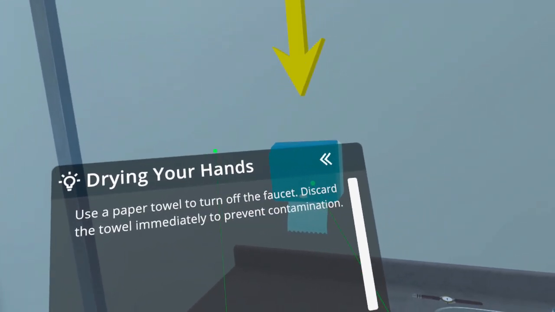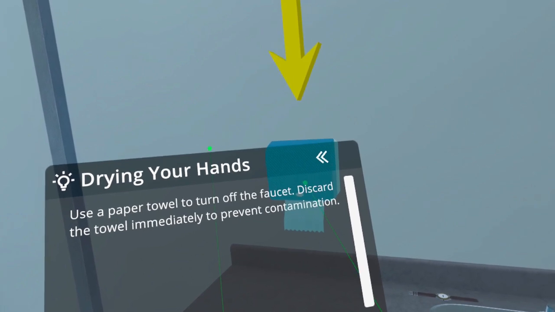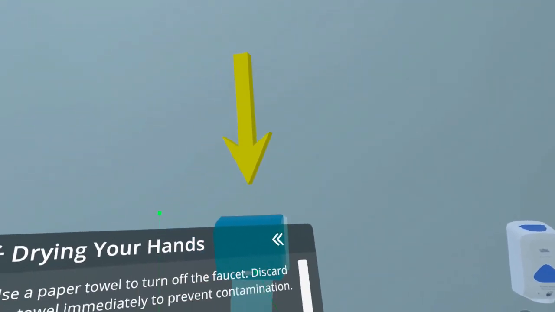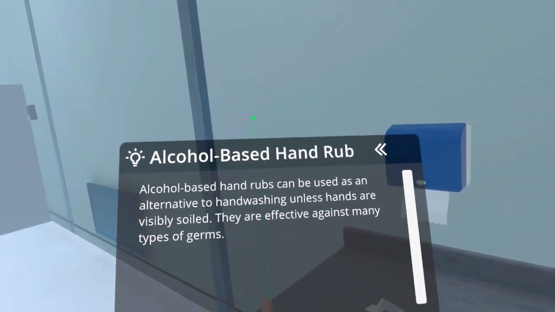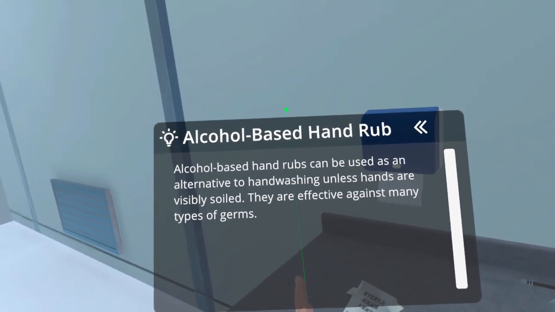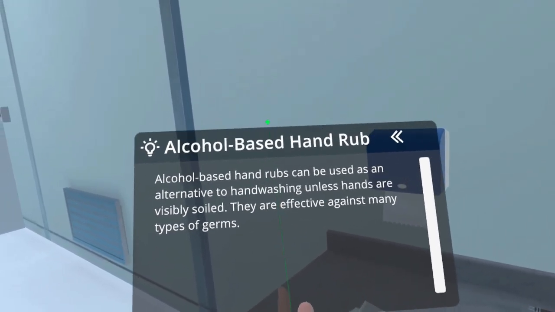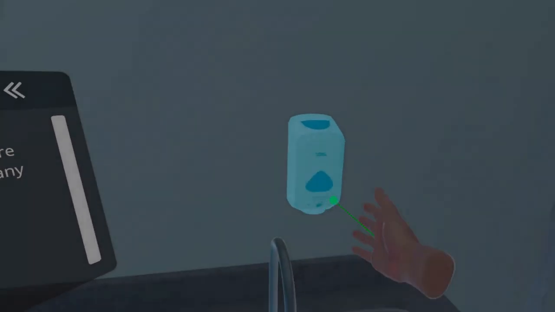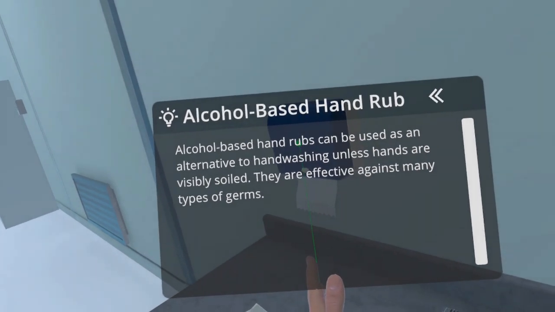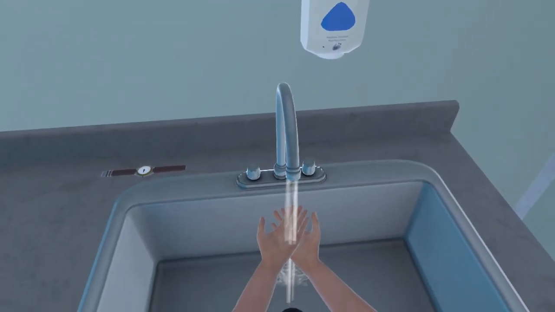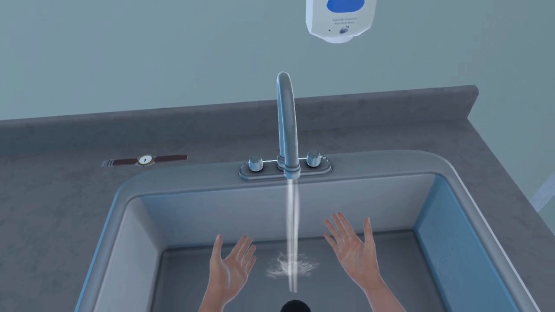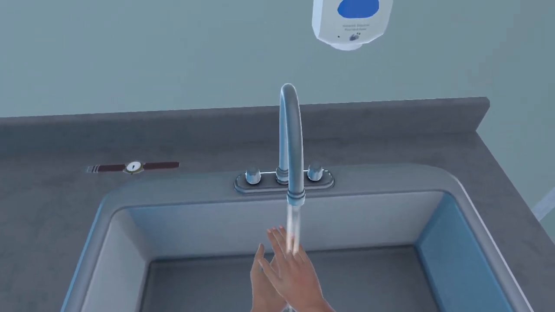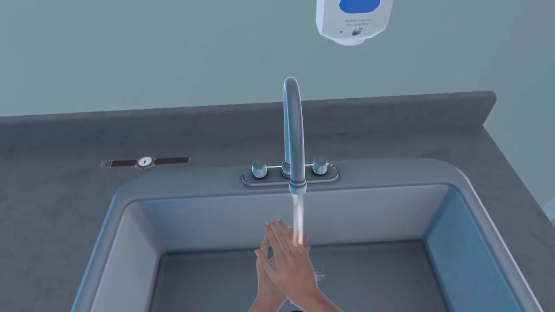Use a paper towel to turn off the faucet. Discard the towel immediately to prevent contamination. Alcohol-based hand rubs can be used as an alternative to hand washing unless hands are visibly soiled. They are effective against many types of germs. Frequent hand washing throughout the day is essential for preventing the spread of infections. Adhere to hand hygiene guidelines to protect yourself and others.